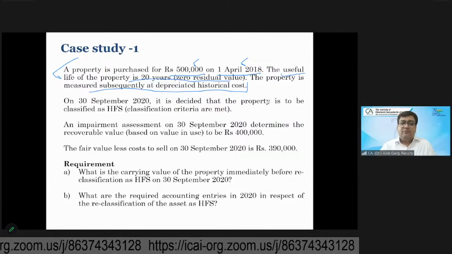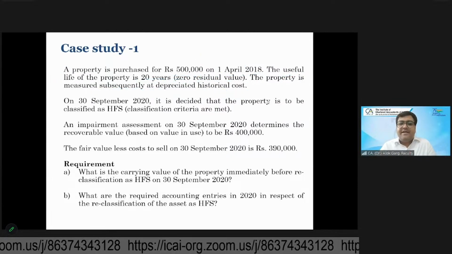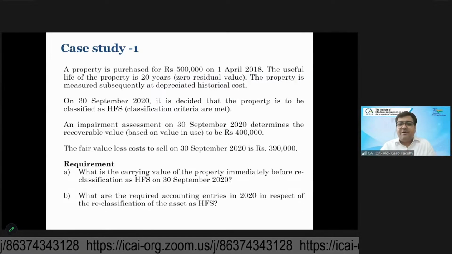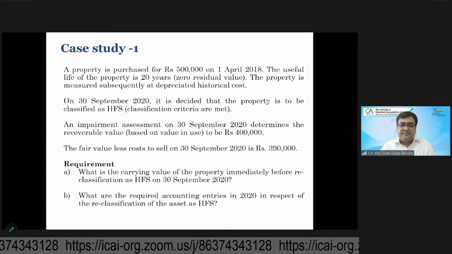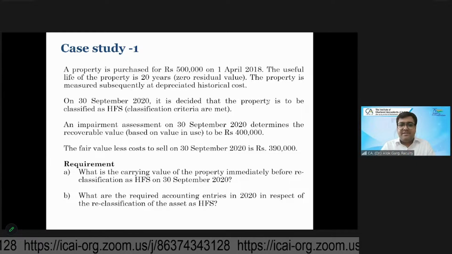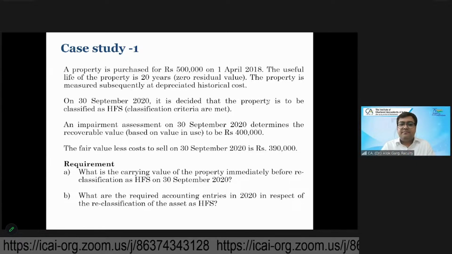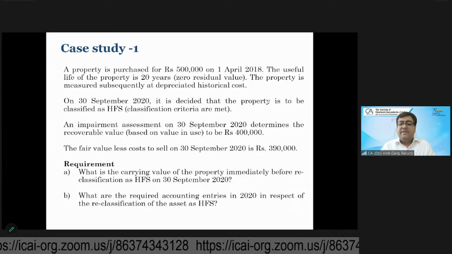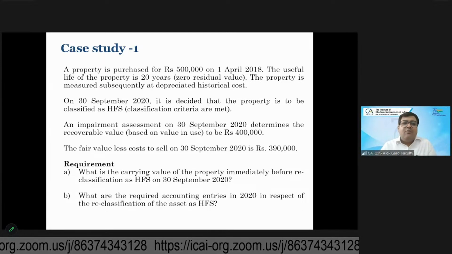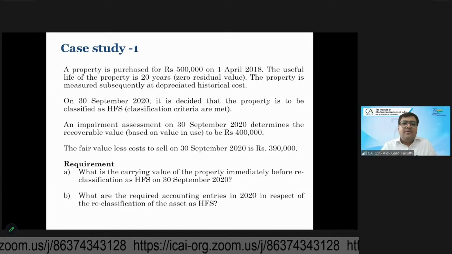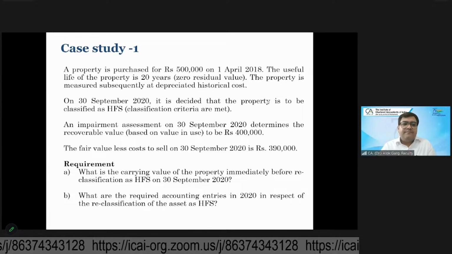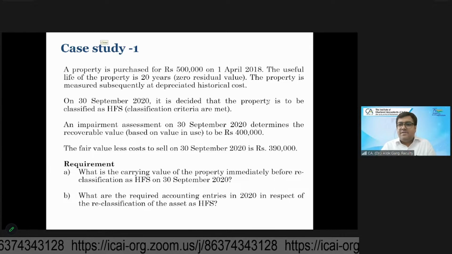Now, what is my per annum depreciation as per Ind AS 16? Can anyone tell me what is my per annum depreciation? Yes, 25,000. 5 lakh divided by 20 is 25,000. So how come it is 40,000? 5 lakh divided by 20 is 25,000, correct? Sriya, do you have any doubt here?